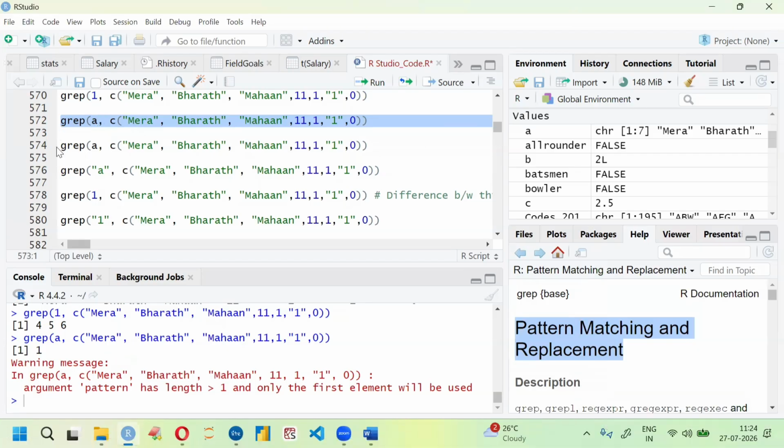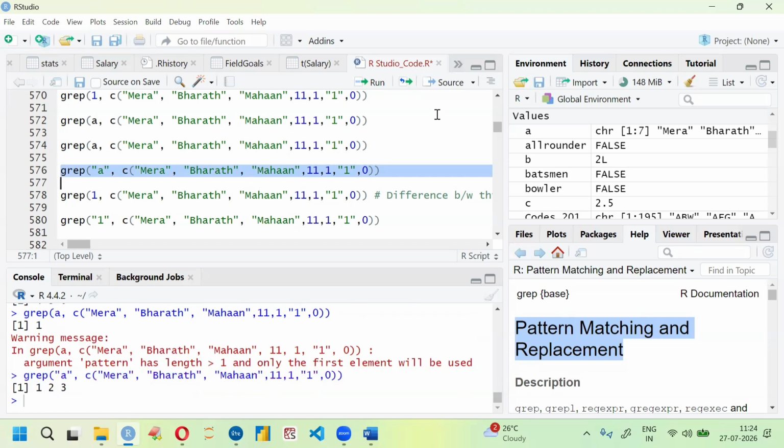Next. grep A in Mera Bharat Mahan. If you see this A, it is within double quotations. So this A is in Mera, this A is in Bharat and Mahan. So what we have to get? We have to get 1, 2, 3 as the result. See, 1, 2, 3.